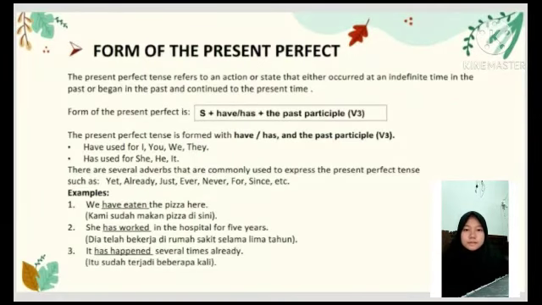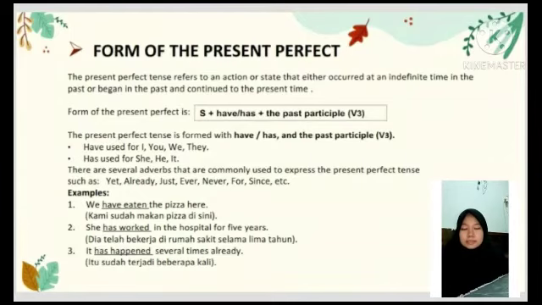The first material is form of the present perfect. Present perfect tense refers to an action or state that either occurred at an indefinite time in the past or began in the past and continues to the present time. The form of the present perfect is subject plus have or has plus verb 3. Have is used with I, you, we, they, and has is used with she, he, it. There are several adverbs commonly used to express the present perfect tense, such as yet, already, just, ever, never, for, since, and so on.